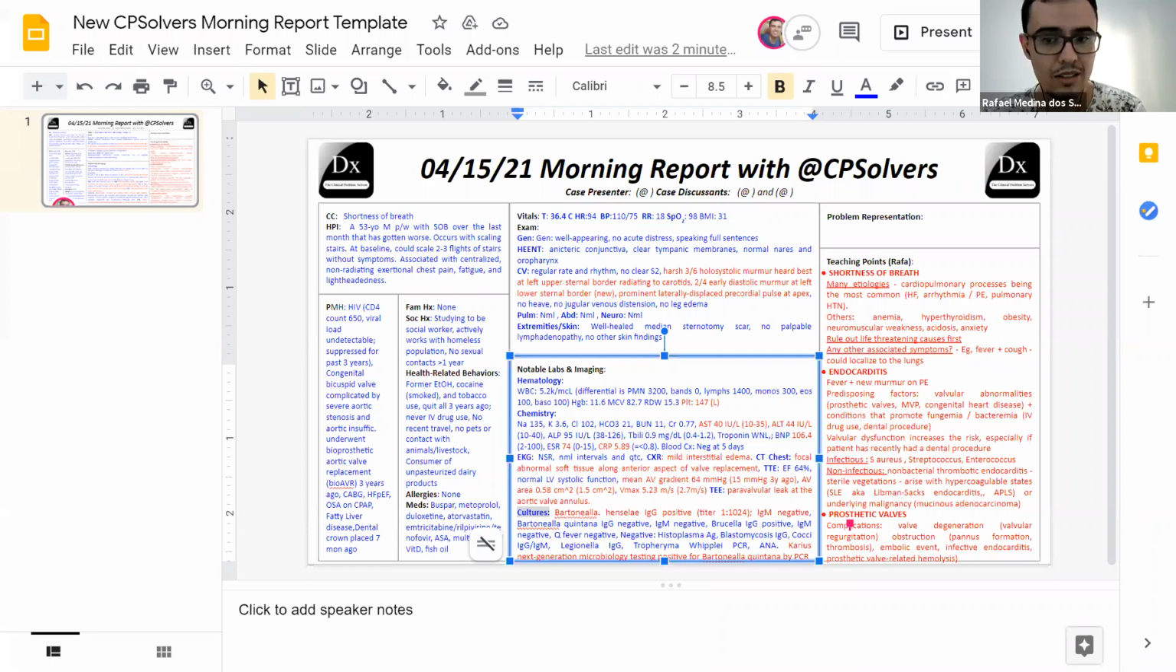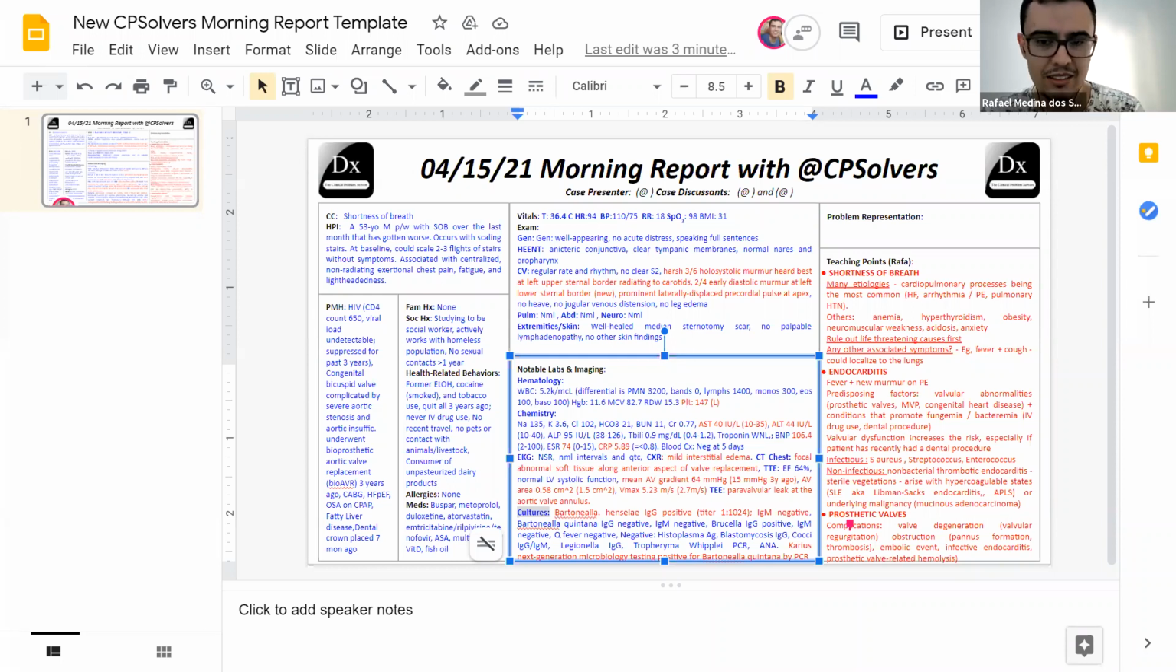But you also have to rule out other causes, for example, anemia, hyperthyroidism, obesity, neuromuscular weakness, acidosis, and anxiety. We also have to make sure to rule out life-threatening causes first. And we also have to try to localize, for example, any other associated symptoms. For example, if we see fever and cough, we could localize to the lungs. And then most of the discussion was about endocarditis. Something that I learned through medical school is always to think about endocarditis in the setting of a fever and a new murmur on the physical exam.